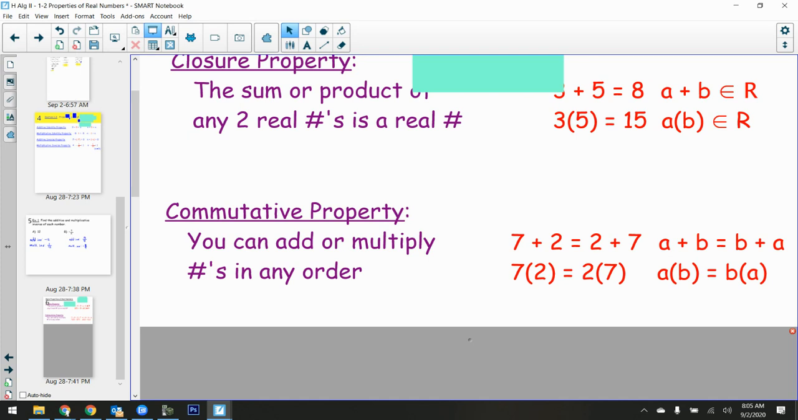Okay, that's commutative. Notice how the order changed. And I could represent this for more than just one variable. I could say that A times B times C is the same thing as C times A times B, right? I changed the order and it's not going to change the outcome. I could use that for addition as well.